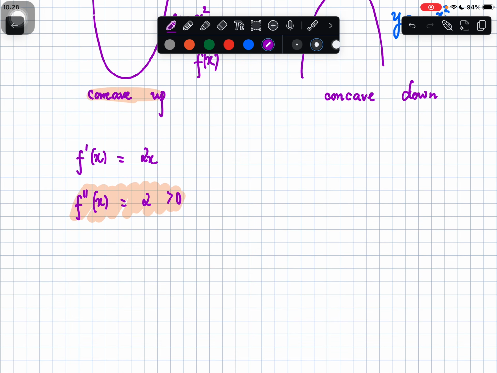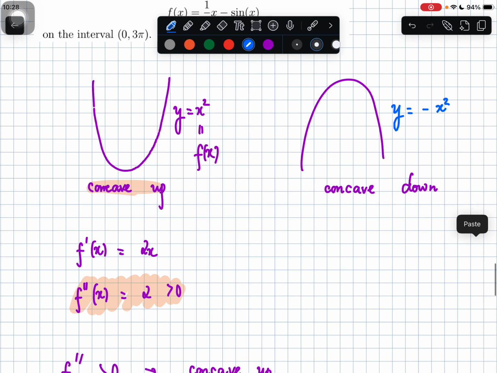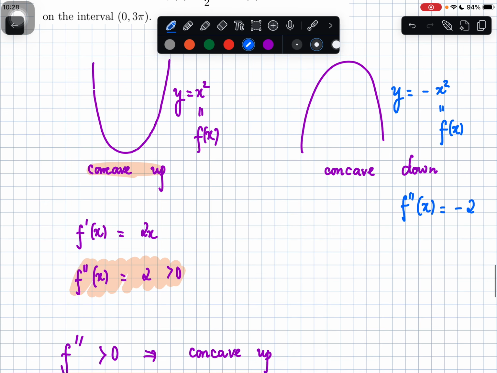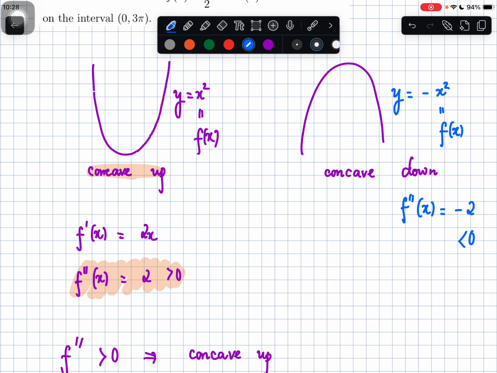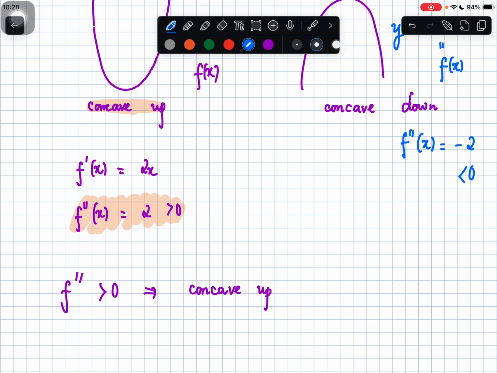So the theorem we have is that if f double prime is positive, the function is concave up. And in this case, f double prime is equal to minus 2. If f double prime is negative, then you can tell that the graph must be concave down there. F double prime negative, concave down.